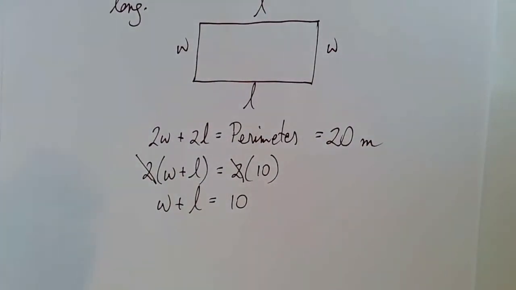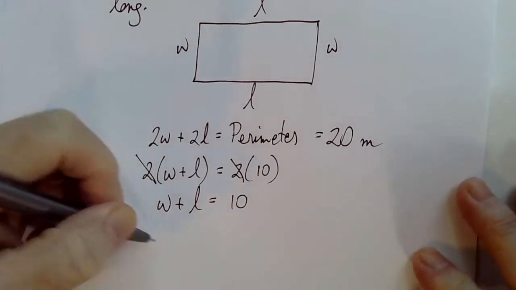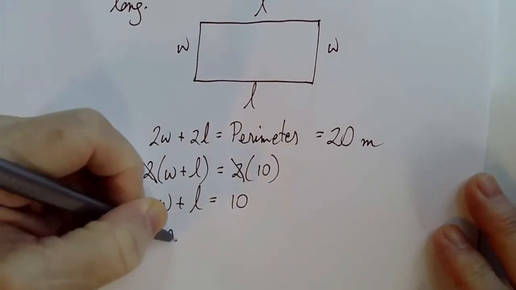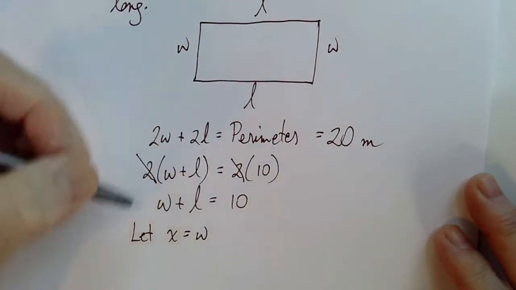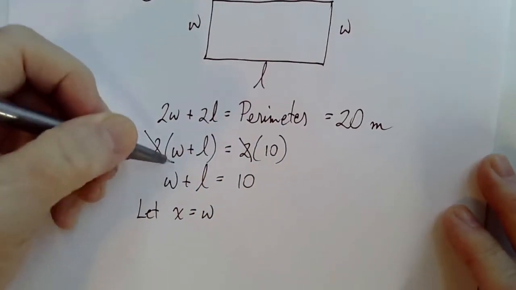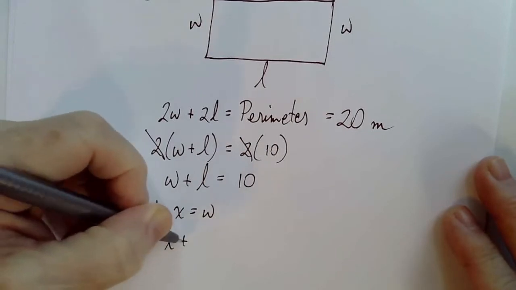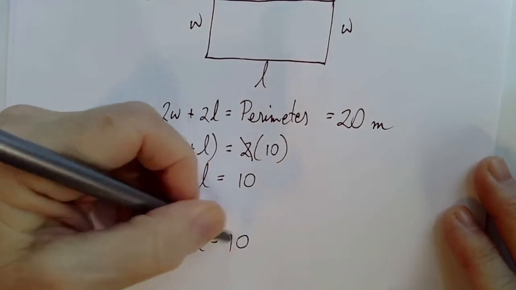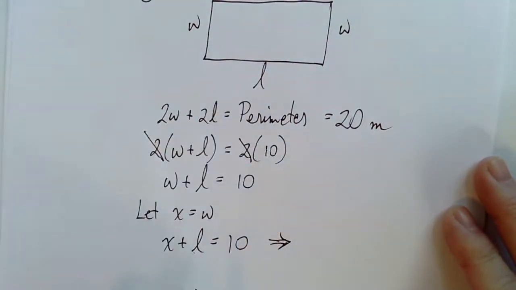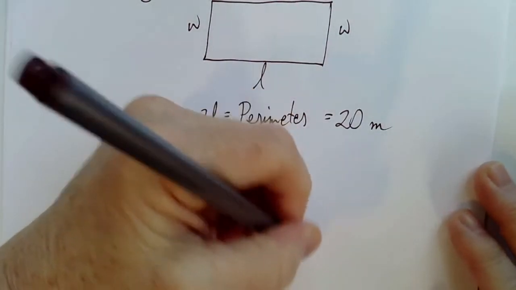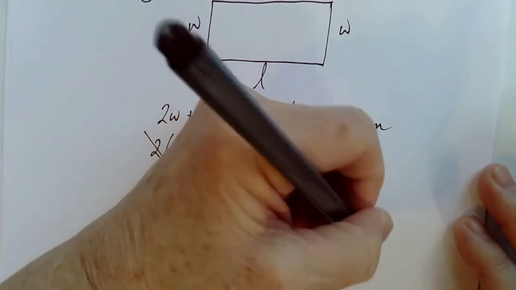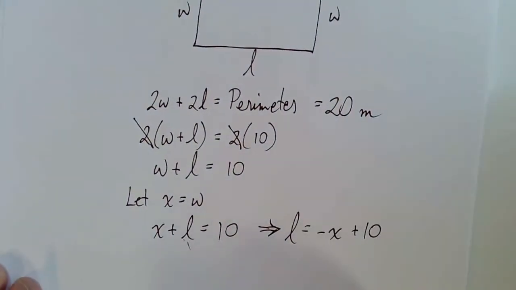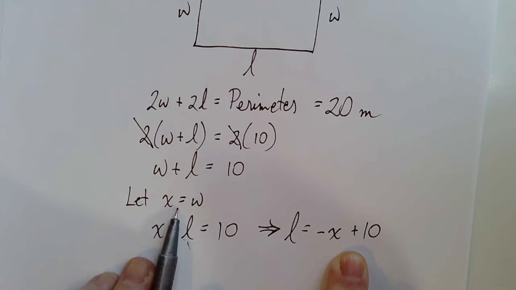Well, I need to have a way to talk about the width and the length separately. So let's let X be the width. So we're going to substitute X in this equation. That means that X plus L equals 10, or getting L by itself, L is equal to negative X plus 10. So now we have a length and a width, and both in terms of X.